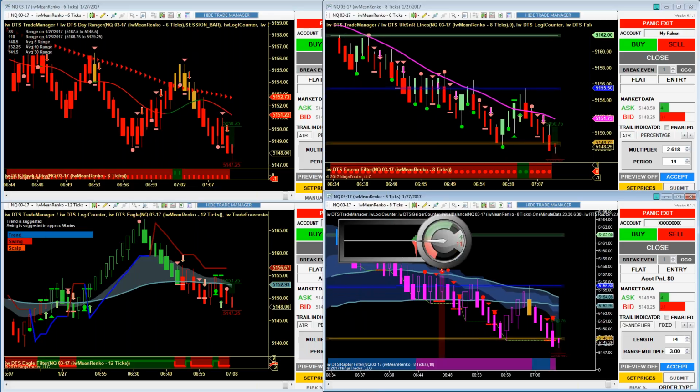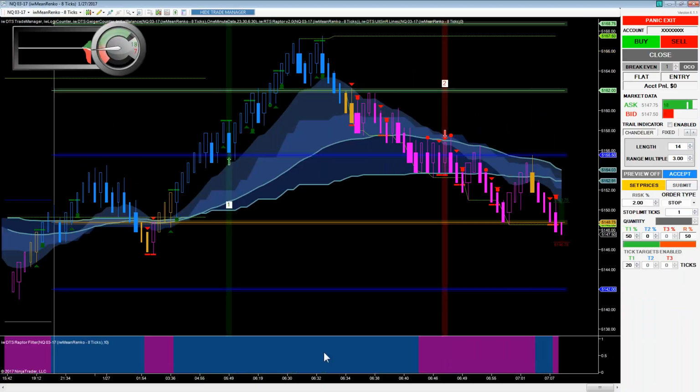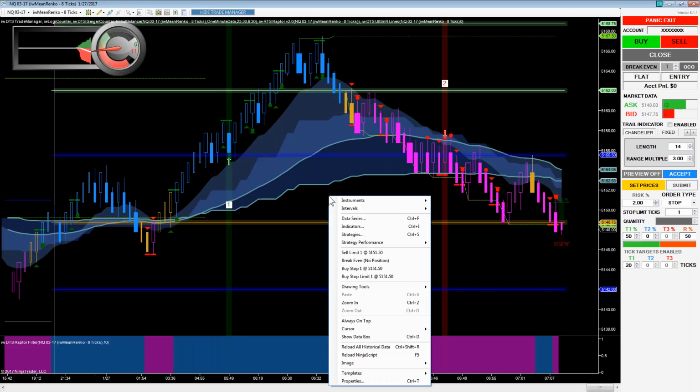Okay, David had another question here. Can you explain, David asks, the filter at the bottom of the Raptor? Most of my charts trades, the price goes in the opposite direction of the color of the filter. Okay, before I get too much into David's question, I'm getting a few comments here about the settings.